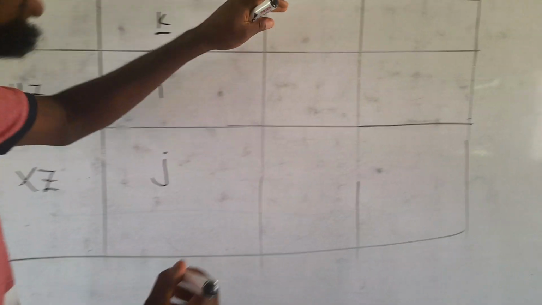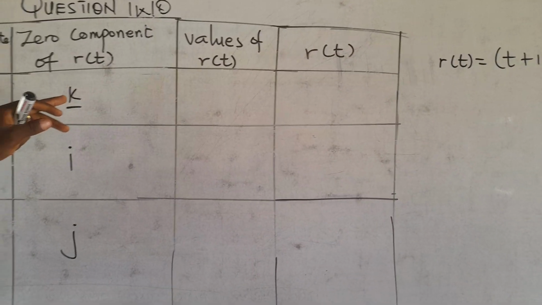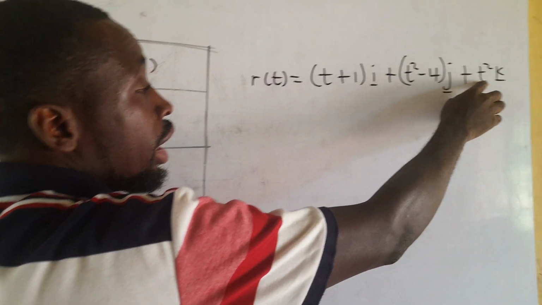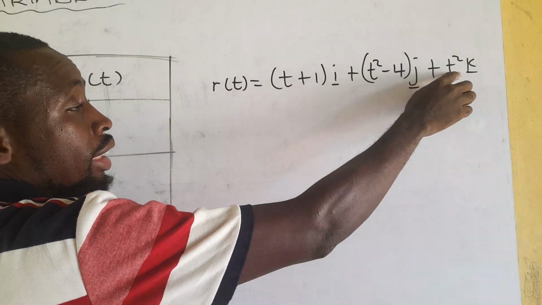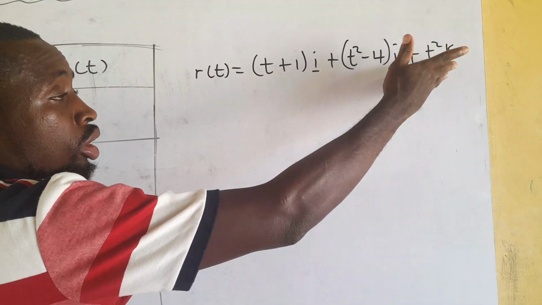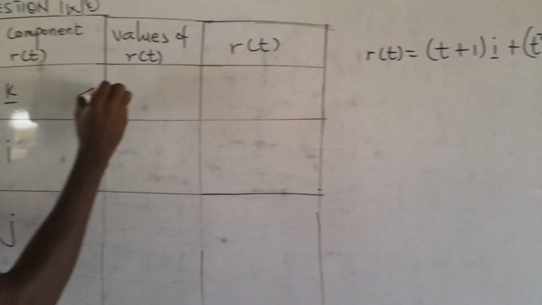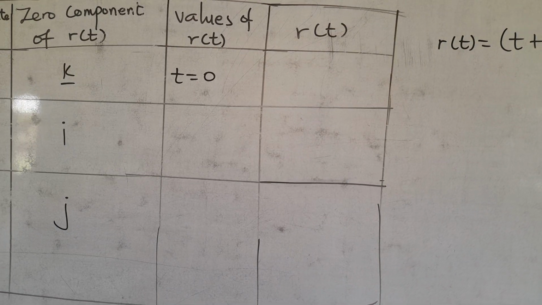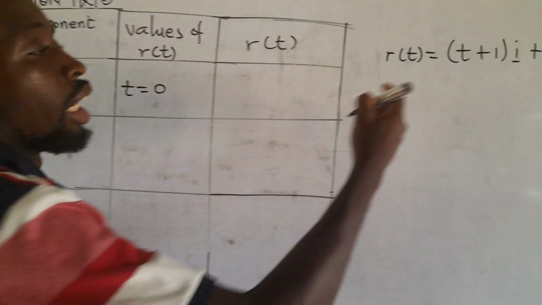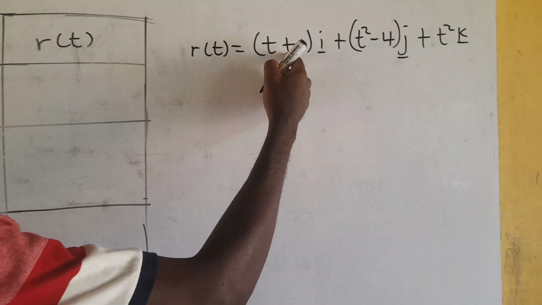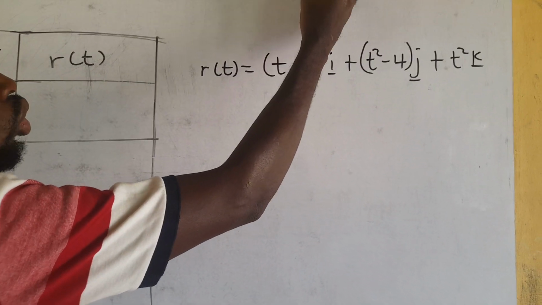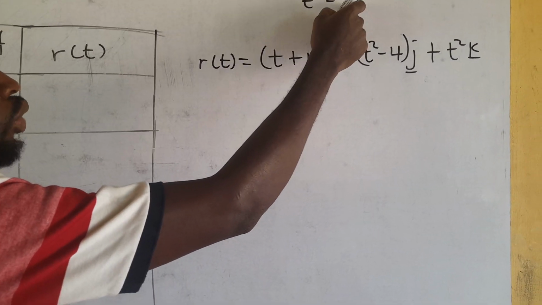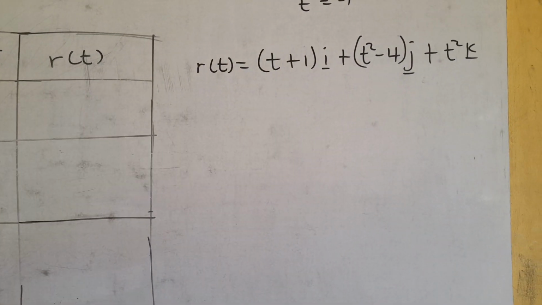Now what value of t will make the k to be 0? So we check. It's just a matter of equating this k, the t squared, to 0. So when t squared is 0, t is 0. So we say when t is equal to 0, the k direction will cease to exist. Now, for the i, it's just a matter of equating the t plus 1 to 0. When we have t plus 1 is equal to 0, t will be equal to negative 1. That means when t is equal to negative 1, the i direction will be missing.